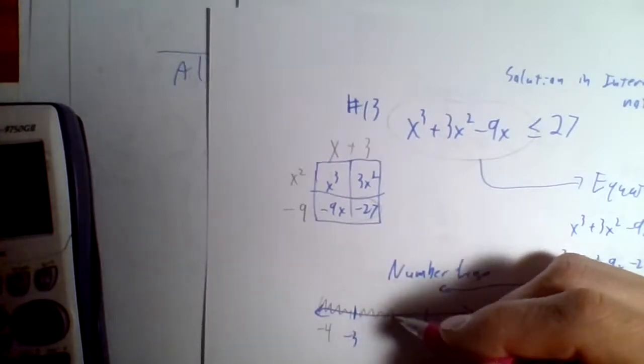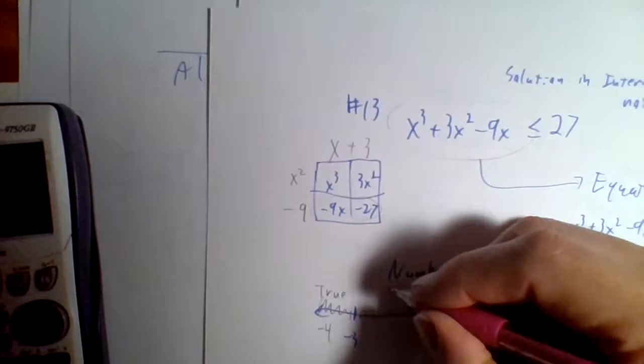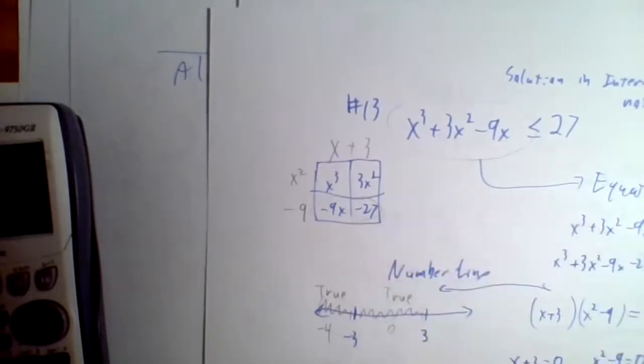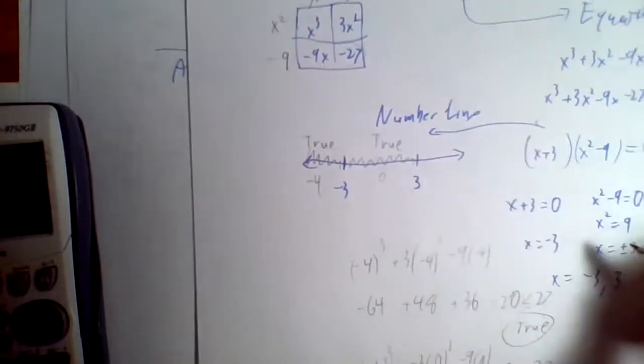So it's still true in between there. We got true in that interval. We got true in this interval. 3 is another solution to the equation, so it might change at 3. We've got to see what happens on this side.